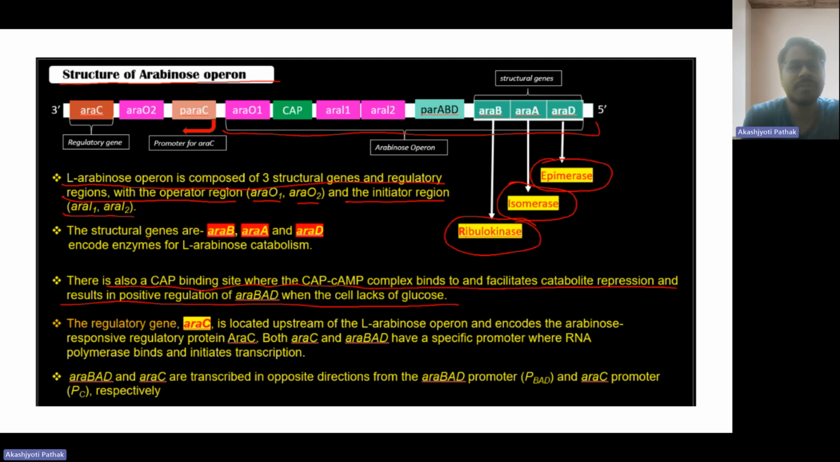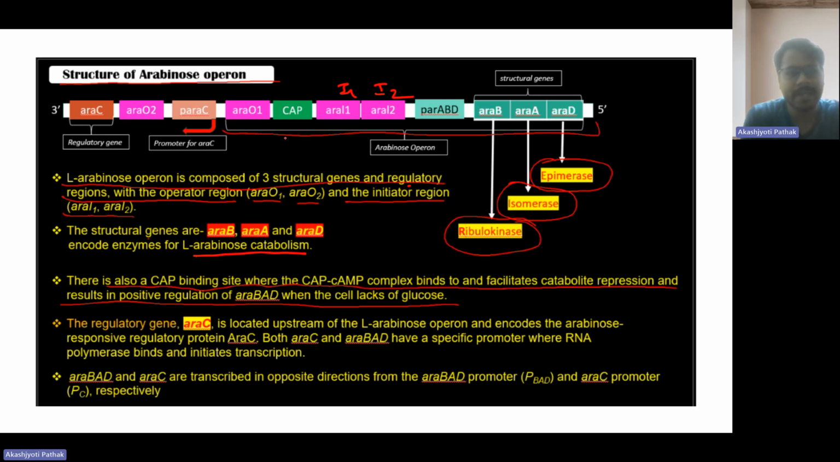So it is composed of three structural genes: araB, araA, araD, and there are operator regions. There are two operator regions: araO1, araO2, and there are initiator regions: araI1, araI2. So this is araI1 and araI2. This is the structure of the ara operon. The structural genes araBAD encode enzymes for L-arabinose catabolism, so the breakdown of the arabinose.